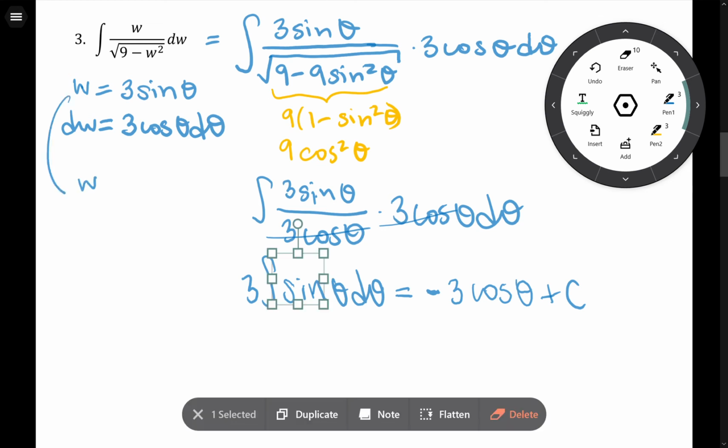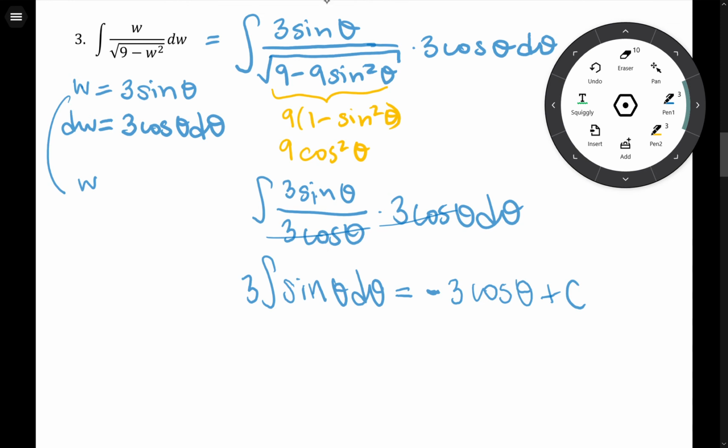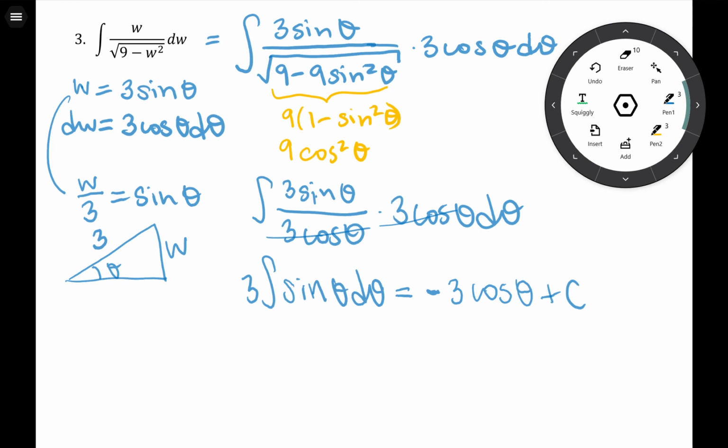We know that sine theta is equal to w over 3. Which means if we draw our triangle, theta, we want opposite over hypotenuse to be w over 3. And then the Pythagorean theorem says that this is going to be equal to hypotenuse squared minus the other leg squared.